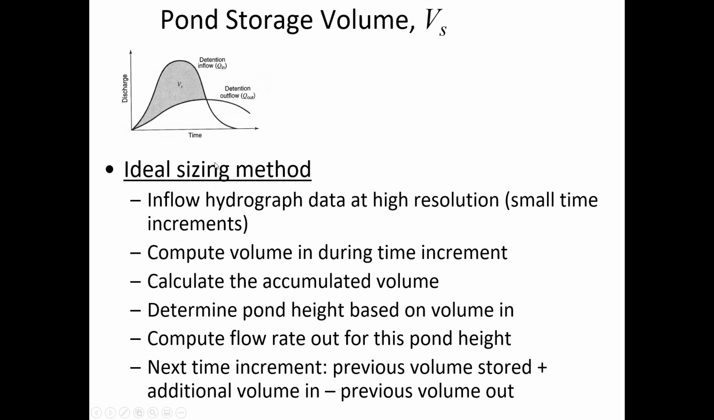So ideally you'll have the runoff hydrograph at a high resolution, meaning maybe hourly or even finer time increments than that. So we're going to calculate the volume that flows in during a certain, for example, hour, and then over time calculate the accumulated volume with the difference between the flow in and the flow out. We'll find out what's the pond height at every moment, calculate the flow out with the orifice equation, and then we'll proceed with the next time increment.